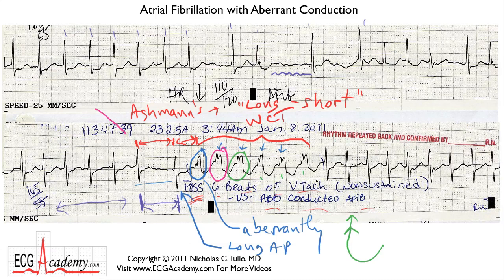So isn't that kind of cool? Well, at some point, the right bundle has enough time here to recover, and so this beat winds up going down both bundles, and you get a narrow complex which finishes out this run of this rapid burst of atrial fibrillation. But this wide complex tachycardia right here is a beautiful example of Ashman's phenomenon, and you can be comfortable calling this atrial fibrillation with aberrancy rather than having to call it ventricular tachycardia.